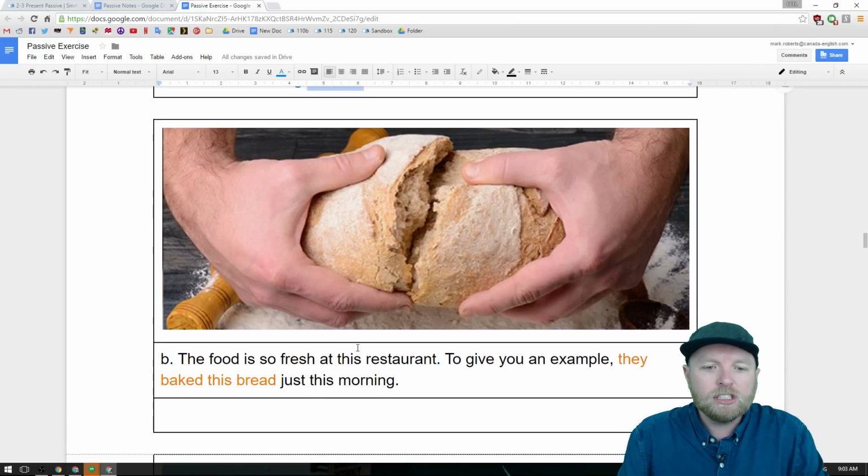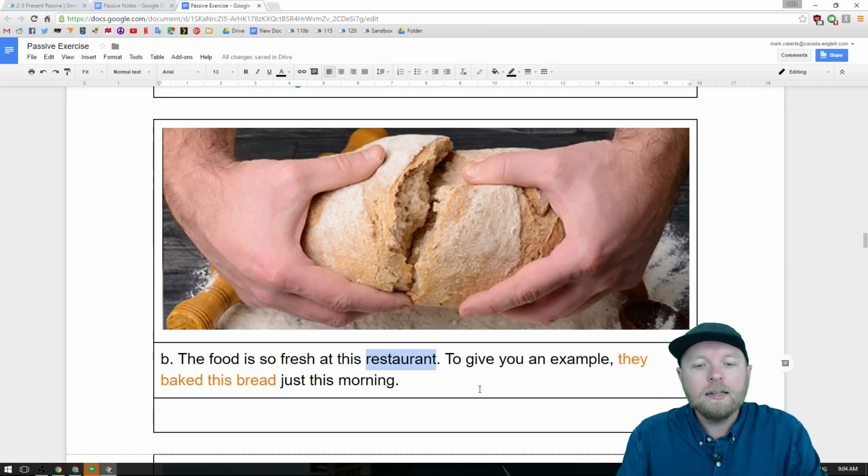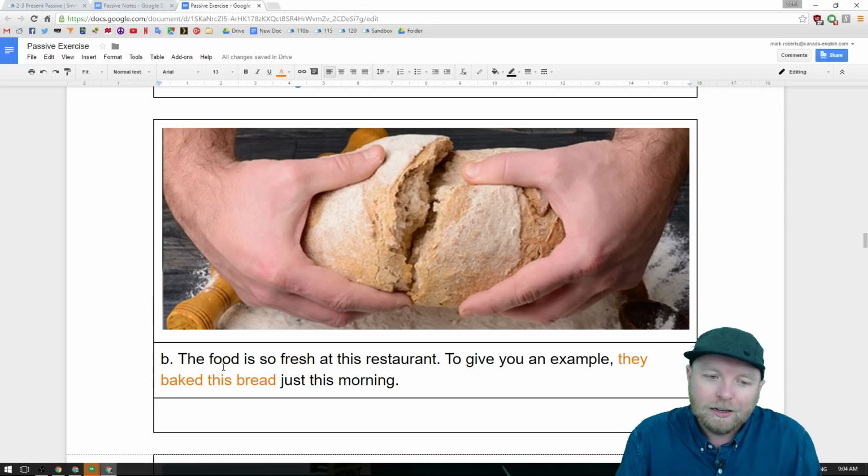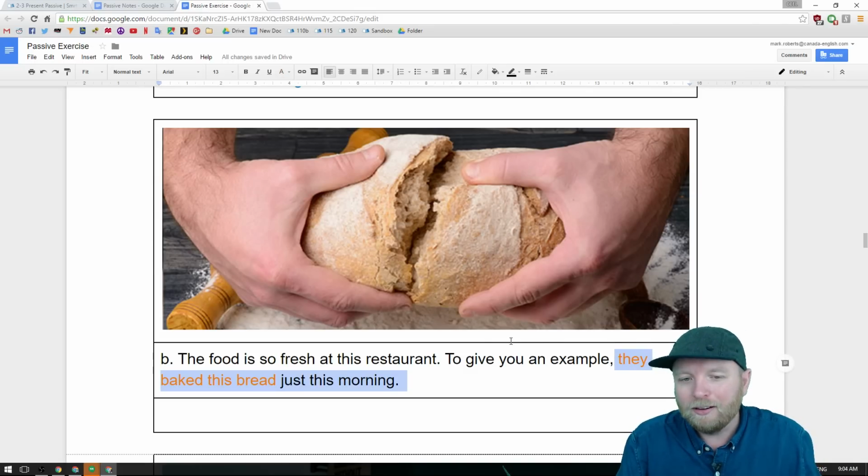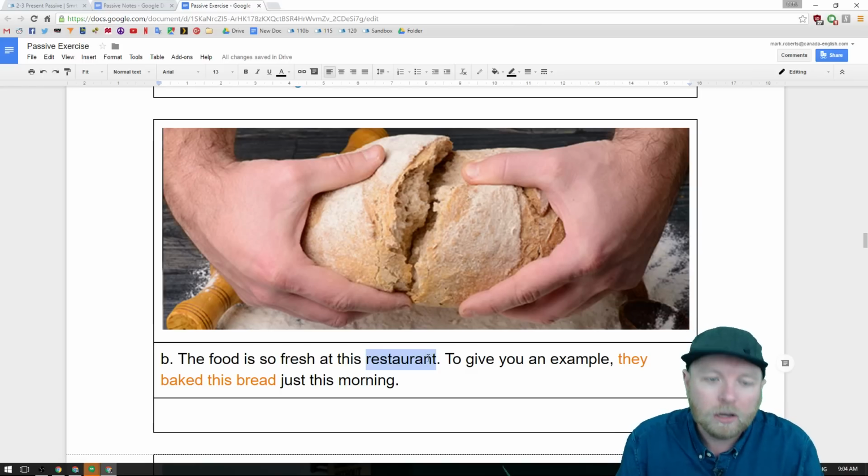The food is so fresh at this restaurant. To give you an example, they, who is they? Who is they? Of course, they is the restaurant workers. The agent, they, is obvious. Of course, the workers at the restaurant. To give you an example, they baked this bread this morning. Bake means make bread. Okay? Here, the agent is clear. It's obvious, right? Of course, restaurant workers, right?